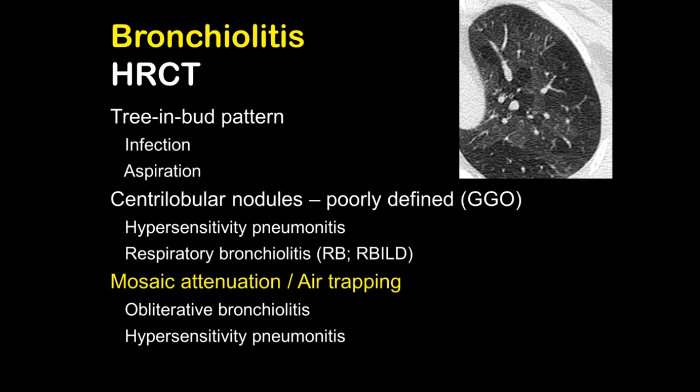Mosaic attenuation in inspiratory CTs and air trapping on expiratory CTs are mainly seen in patients with obliterative or constrictive bronchiolitis. We need to remember the main causes, as we mentioned before: post-infection, post-smoke inhalation, post-transplant. Those are the main causes. And we can also see air trapping in patients with hypersensitivity pneumonitis, both in the non-fibrotic and fibrotic stage.